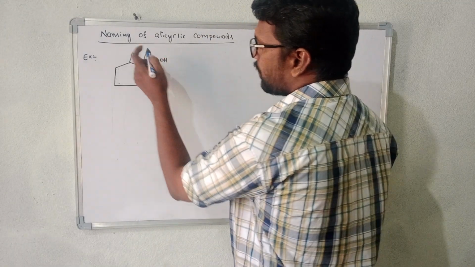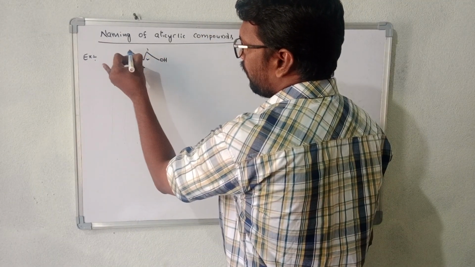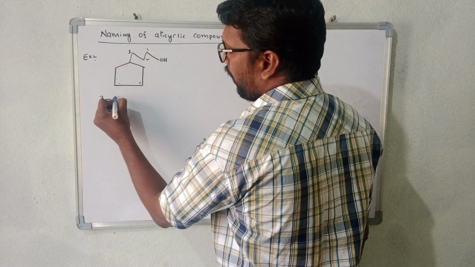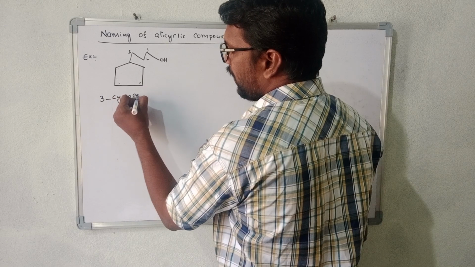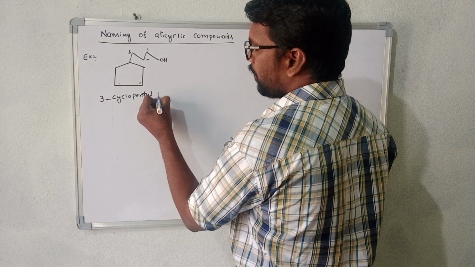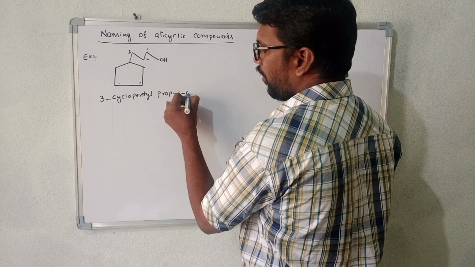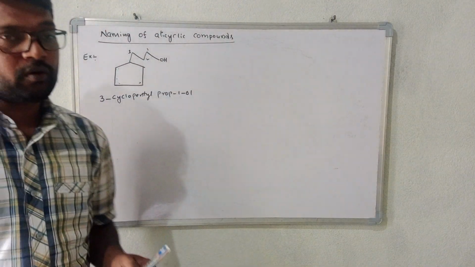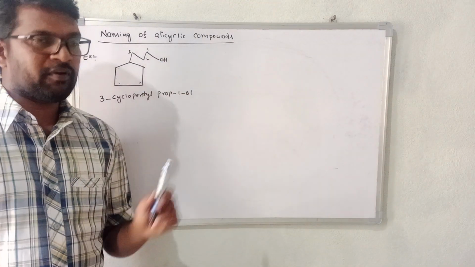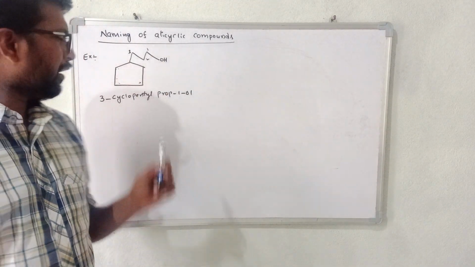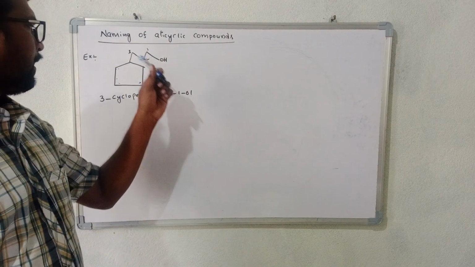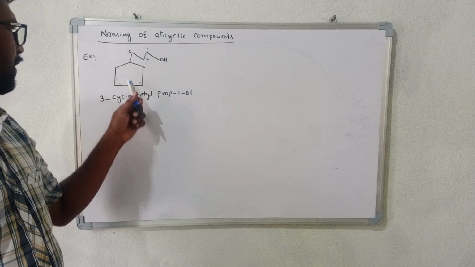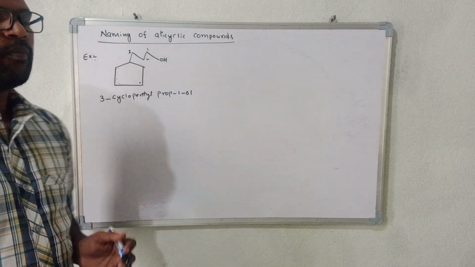So here the functional group is present. We start from here 1, 2, 3. Now the ring can be taken as substituent. So the ring has a total of 5 carbons, cyclopentyl. So 3 cyclopentyl. Total 3 carbons means prop, and the OH group indicates alcohol. So we write 3 cyclopentyl prop 1 ol. That means whenever a functional group is present in the side chain, irrespective of the number of carbons, we can take this side chain as major. So that's why you write 1, 2, 3. On the third place it is present, so it is 3 cyclopentyl prop 1 ol.